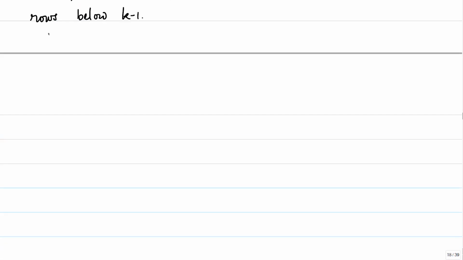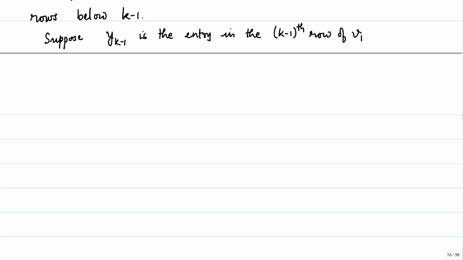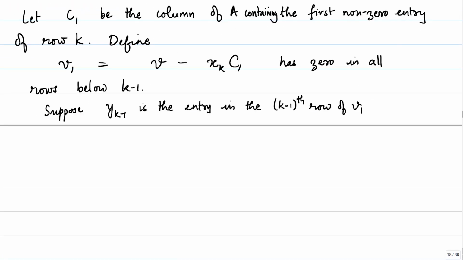Now, suppose yk minus 1 is the entry in the k minus 1th row of V1. So, let me tell you exactly what this means. V1 will be something like this: in the k minus 1th row it is yk minus 1, and then 0 below. At the top it could be anything, but the k minus 1th row will be something, let us call it yk minus 1.